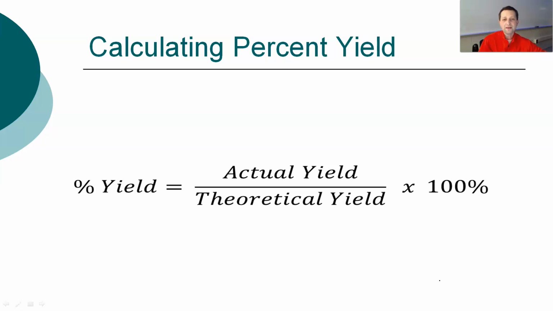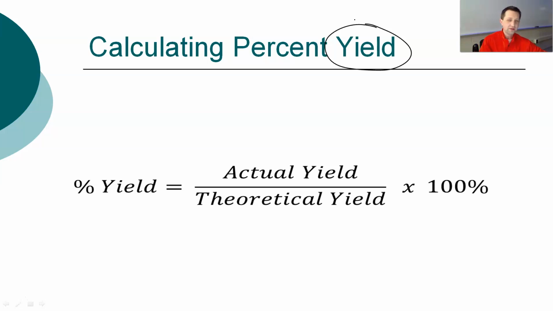Obviously, you want to make as close to 24 cookies as possible, right? If you made all 24, just like the recipe says you should, that means you had 100% yield. Okay, a yield is how much you're making. The percent yield is the percentage of what you should have made.